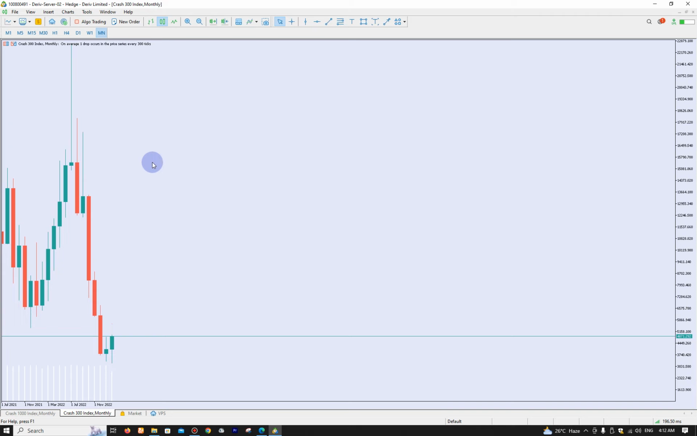Okay. Now this is what is currently happening on the monthly time frame. As you can see, price is actually crashing to the downside. It's a strong crash, as I would call it, in Crash 300. It's actually happening right now. Now this is our area of interest. This is where price currently is. This is our key area of interest.